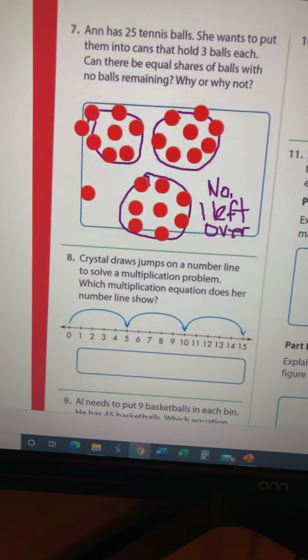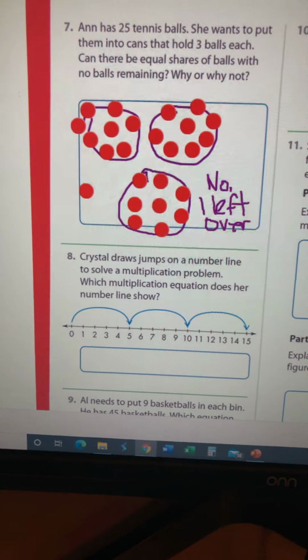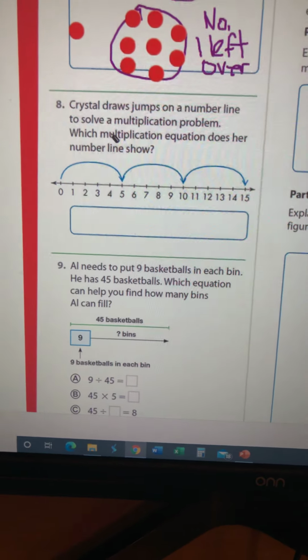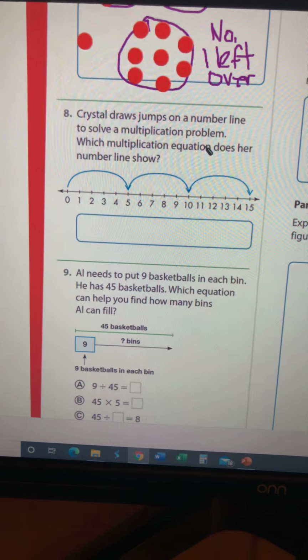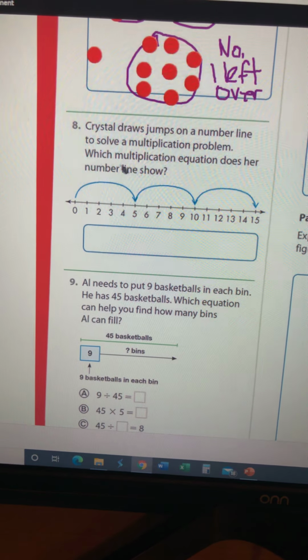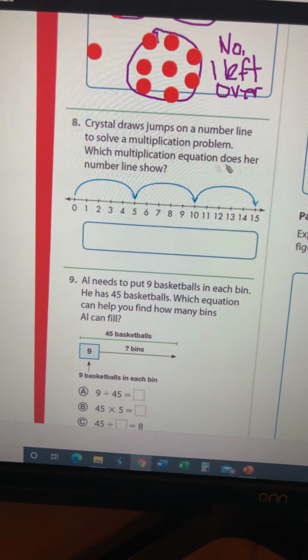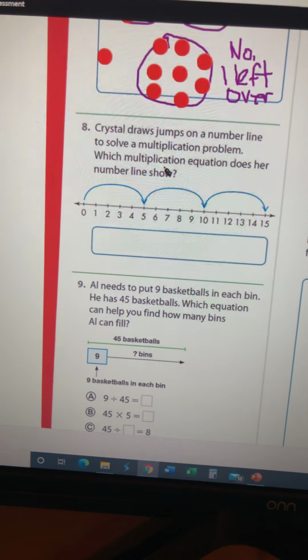All right, let me move my little tools down so they'll come with us. All right, Crystal draws jumps on a number line to solve a multiplication problem. Good job, Crystal. Which multiplication equation does the number line show?